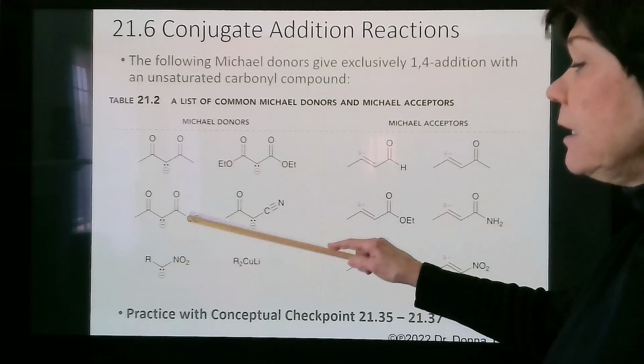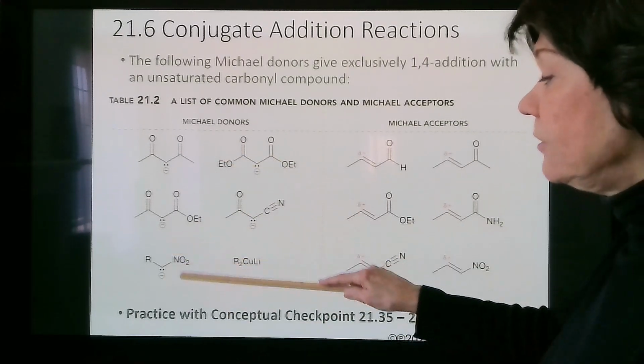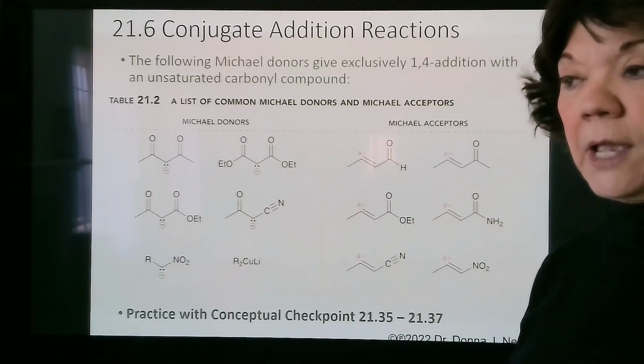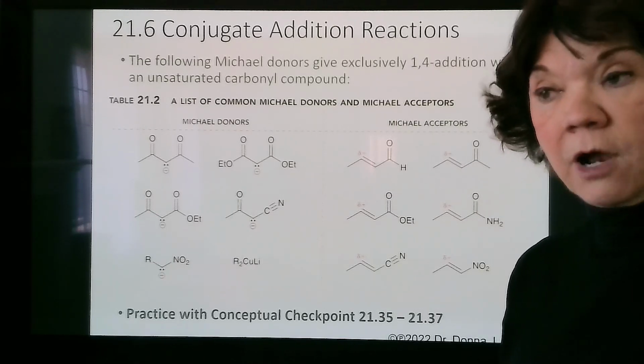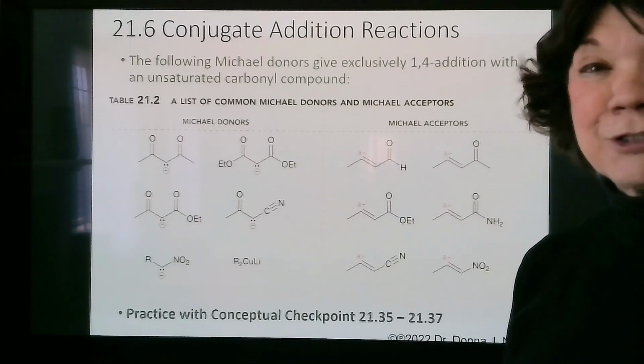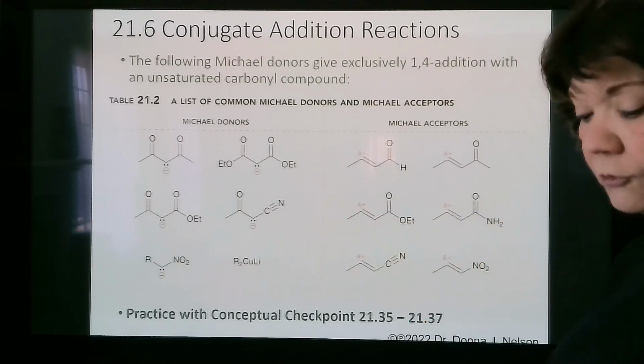So don't think of these as just the only examples. Think of these as a sufficient number of examples to give you a pattern to learn from so that you will recognize the characteristics. Don't just try to memorize these few examples.